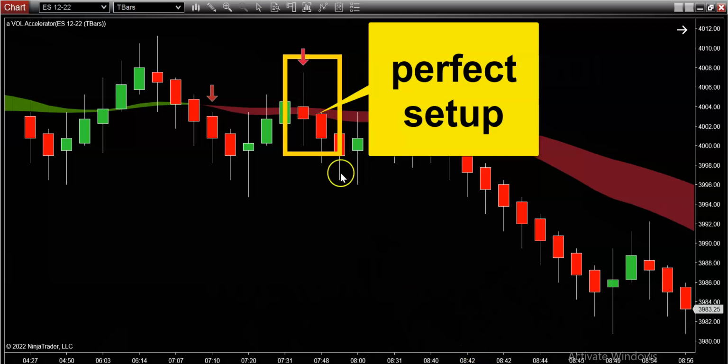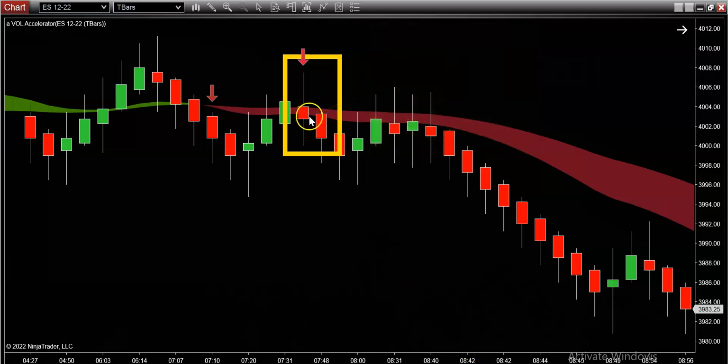Okay, folks, this right here is the perfect setup. When you see this on your chart, you'd better start drooling. You'd better start salivating, because at this moment in time, the market's giving you an opportunity to climb on board that train before the train leaves the station. Now, what's so special about this setup?